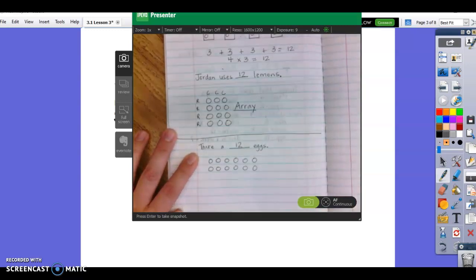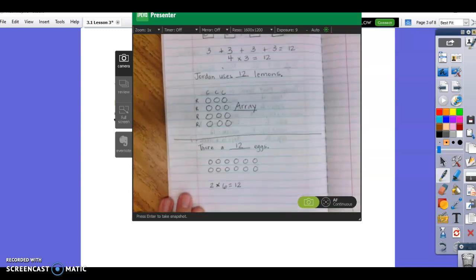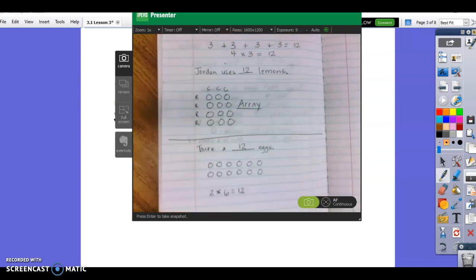So now I see that there are 12 eggs, but my other question that I was asking you is how many are in each row? So I know I have 2 groups. So I'm going to go ahead and I'm going to write a multiplication sentence that matches this array. So I have 2 groups, and there are 6 in a group. So 2 groups of 6 equals 12.